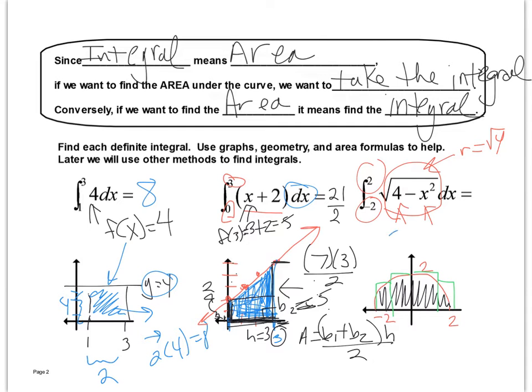So how do you find the area of a circle? Pi r squared. So guess what we're going to do? Pi r squared divided by 2 because it's half a circle. The answer is 4 pi divided by 2. It's 2 pi. Got an exact answer. I don't need to do rectangles if I can get an exact answer using geometry without doing 4 different calculations that are going to be a pain.